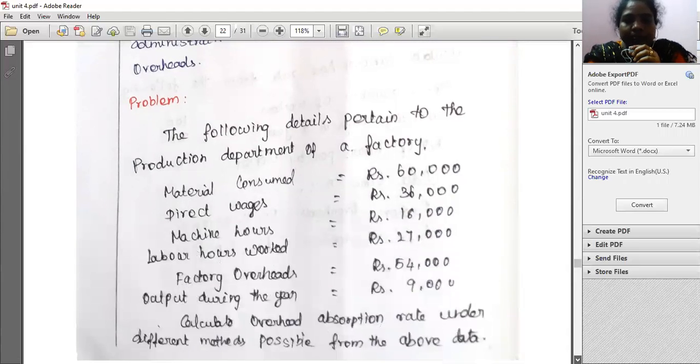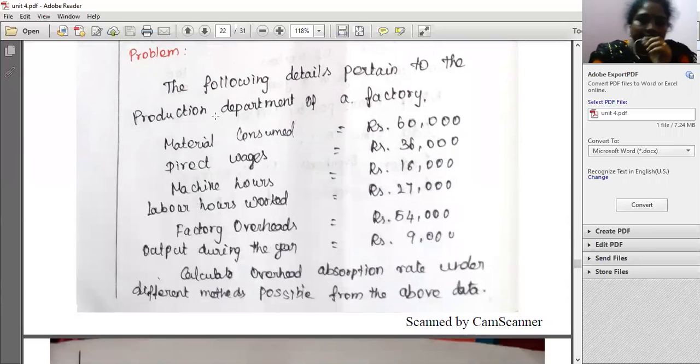Same as before, what information is given in this problem? The following details pertain to the production department of a factory. What are the overheads? Material consumed 60,000, direct wages 36,000, machine hours 18,000, labor hours worked 27,000, factory overhead 54,000, output during the year 9,000. Calculate the overhead apportionment rate under the different methods possible from the above data.